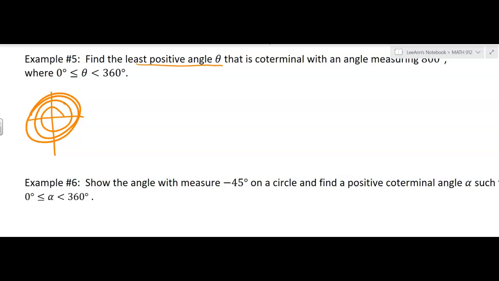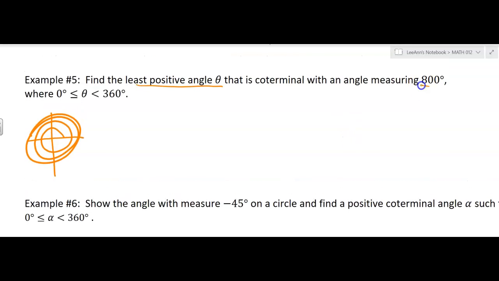But we're going to find a least positive angle that is coterminal with the angle measuring 800 degrees. Our theta, our angle, has to be between 0 and 360. They're going to do this a lot of times, restricting us to one rotation around the circle. So here's the coordinate system. 800 degrees is what I'm going for.